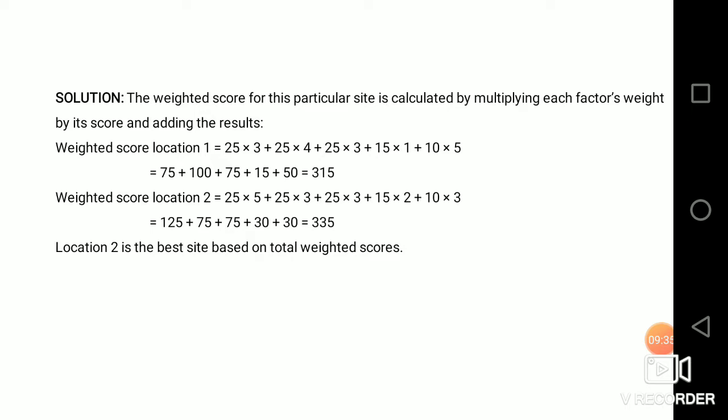Again, it is the continuation of the previous one, that is the factor rating, just multiplying and adding. Here also we find that the weighted score for location 2 is higher, that is 335, than the weighted score for the first location, 315. So now we are choosing only the second location since it has a higher weighted score. With this, the weighted average is over.